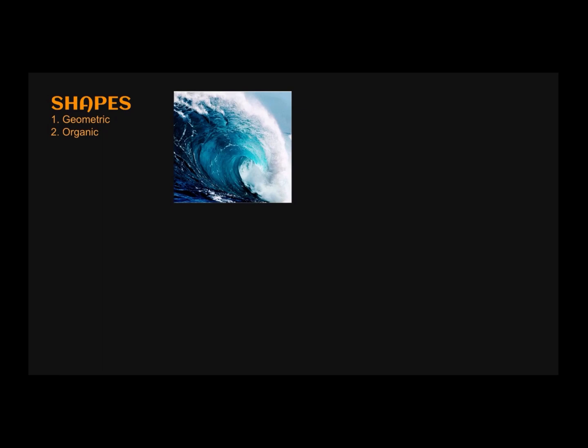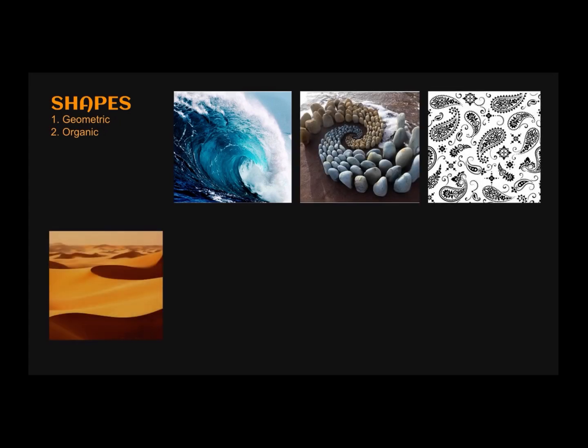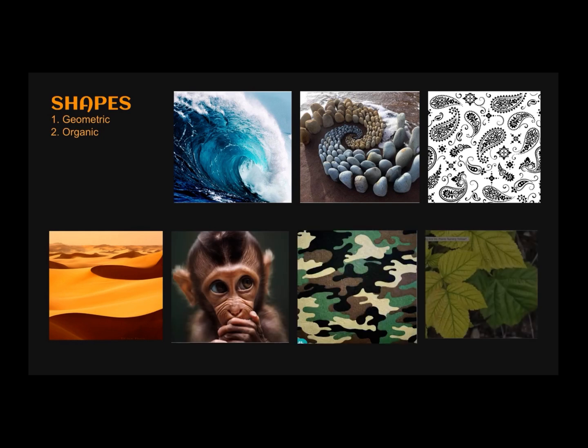Let's look at organic shapes. These are often curvilinear in appearance. They are similar to those found in nature, such as water, rocks, paisleys, sand waves, animals, camouflage, and plants. Incidentally, these can either be two dimensional or three dimensional.